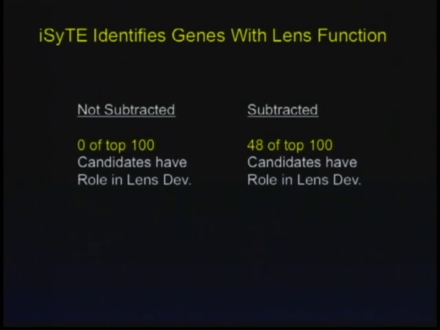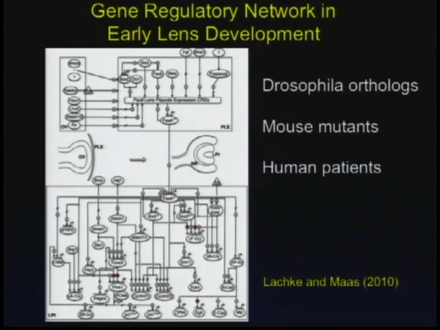If you do this subtraction, almost 50% of the top 100 genes have a known role in lens development, which leaves another 50 genes, scattered through this list of 100, which would be really important and which we had to look into carefully.